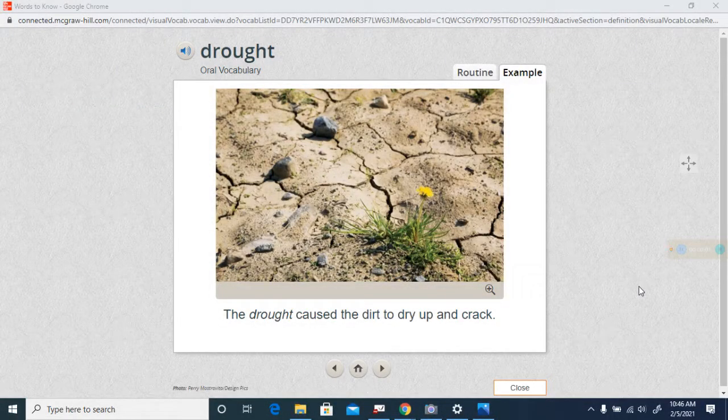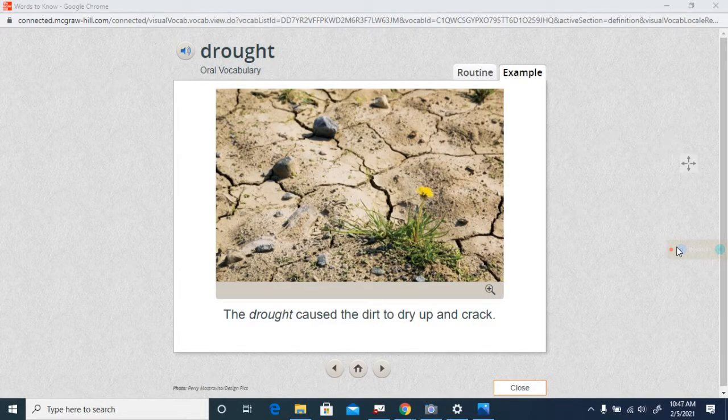We are going to look at our first vocabulary word for this week. Listen to it. Drought. The drought caused the dirt to dry up and crack. Can you say drought with the computer? Ready? Drought. Nice. A drought is a long period of time with no rain. And the example is the drought caused the dirt to dry up and crack.